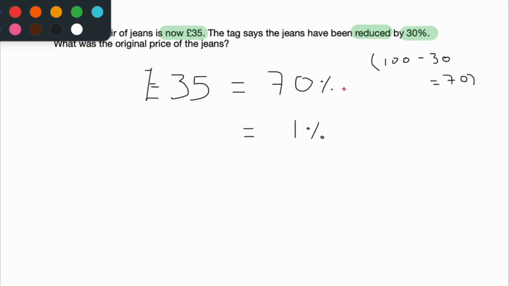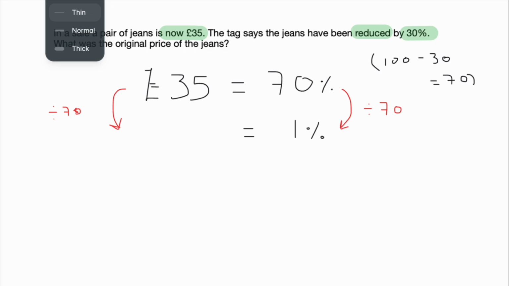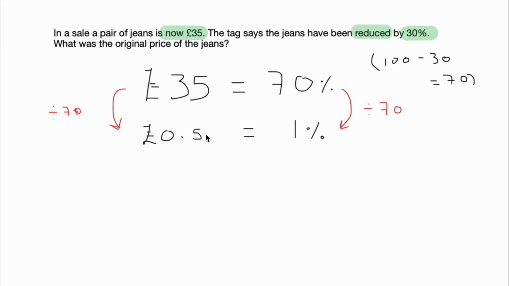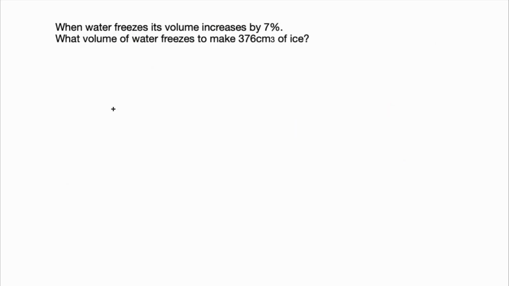Again, we're going to want to find 1%, and we're going to do that by dividing by 70. You divide by 70 on both sides, and that should get us 50p. We then want to times by 100. And our answer is going to be £50. So this means the original price of the jeans was £50. On to the next question. Again, pause it and have a go first.